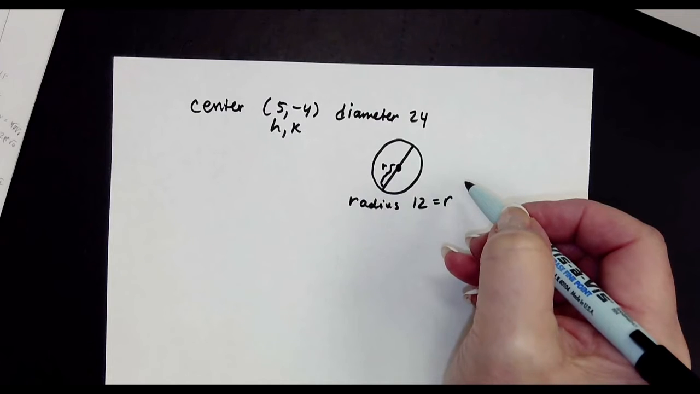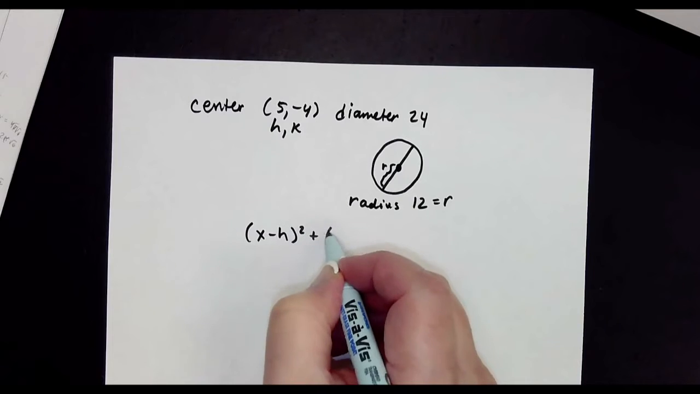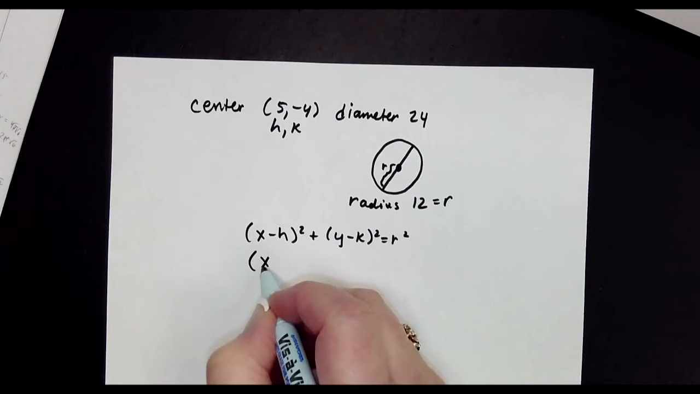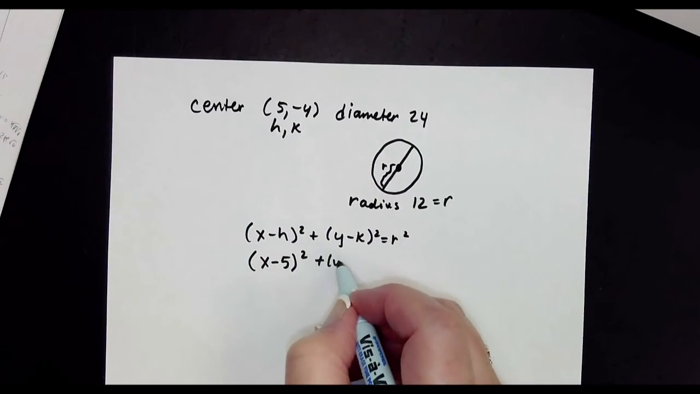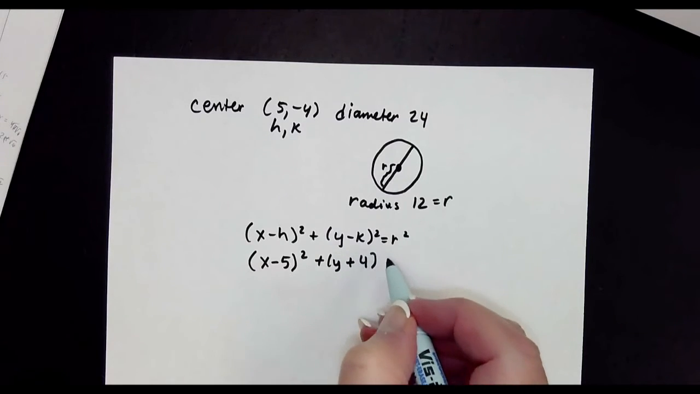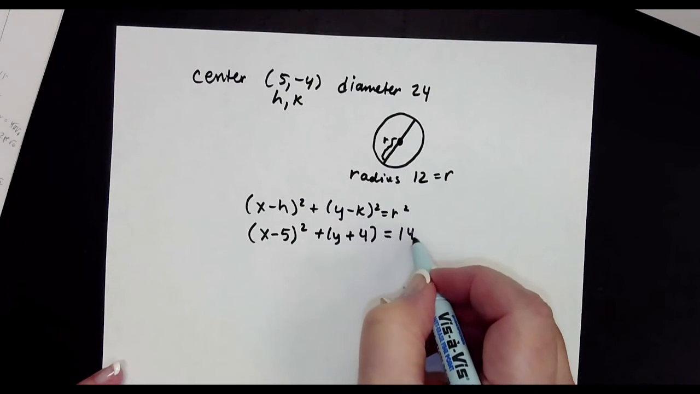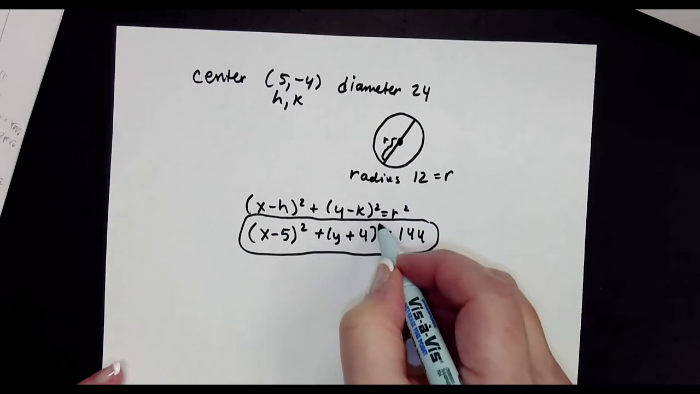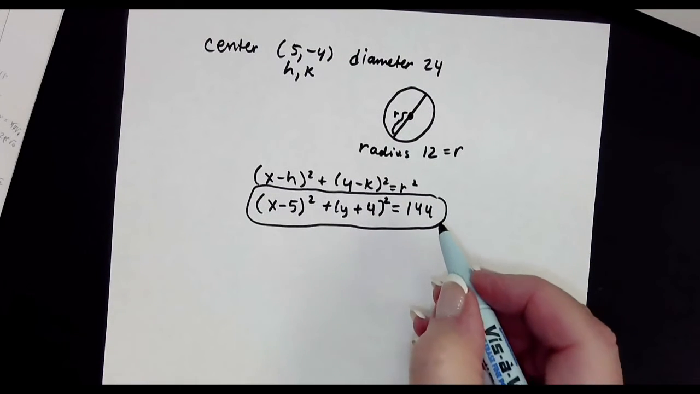So it says to write an equation in standard form. So we've got x minus h squared plus y minus k squared equals r squared. So we're going to have x minus 5 squared, because we're plugging in h, plus y minus a -4, so it would be plus 4, right? Minus a -4 equals 12 squared, which we know is 144. And that would be my standard form, except I also need a square right there. Okay? Now that's if we have diameter.